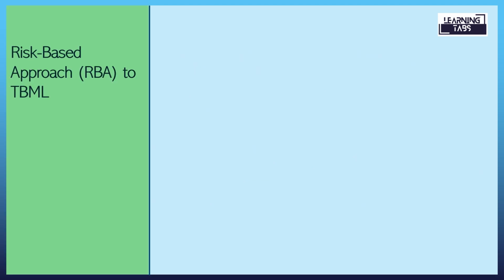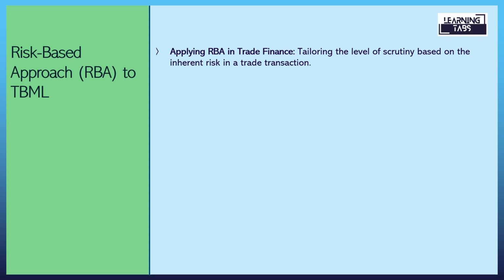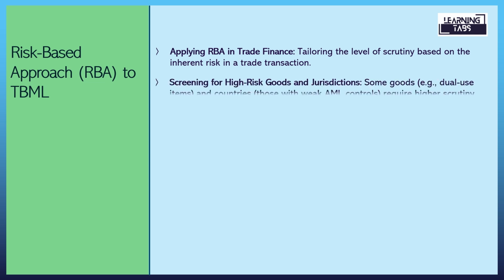Risk-based approach, RBA, to TBML. Applying RBA in trade finance, tailoring the level of scrutiny based on the inherent risk in a trade transaction. Screening for high-risk goods and jurisdictions. Some goods, for example, dual-use items and countries, those with weak AML controls, require higher scrutiny.